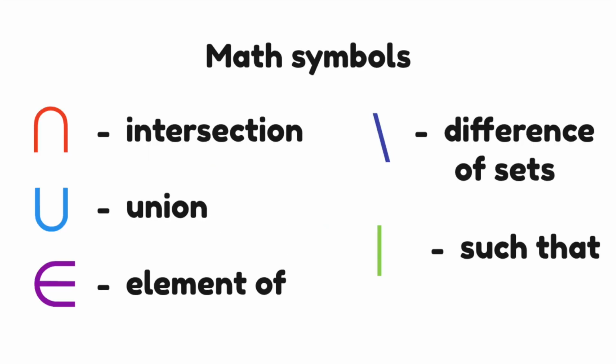To recap, let's review all the symbols that we just learned. To remember the symbol of intersection and union, remember union is big U, and intersection is the opposite of that, so it's an upside-down U. And we have the element-of symbol that looks like E because element of starts with E. And we have difference of sets. It looks different from a minus sign because we're talking about sets and their elements.